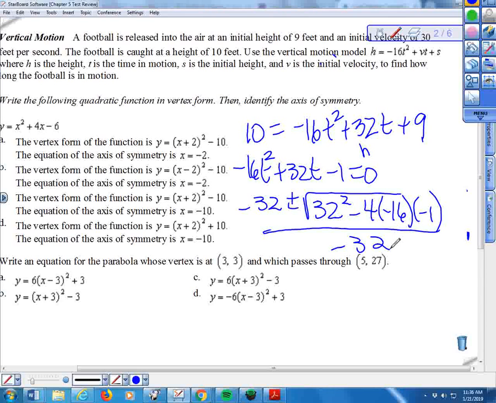At this point, I'm just going to do this. 32 squared minus 64, right? Negative 4 times negative 16 times negative 1 is negative 64. That's 960.